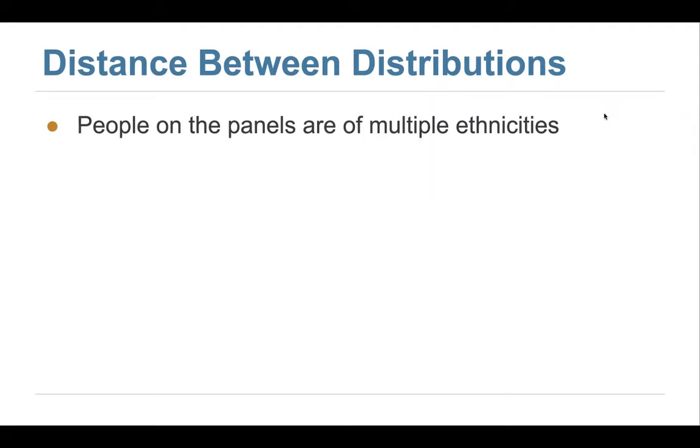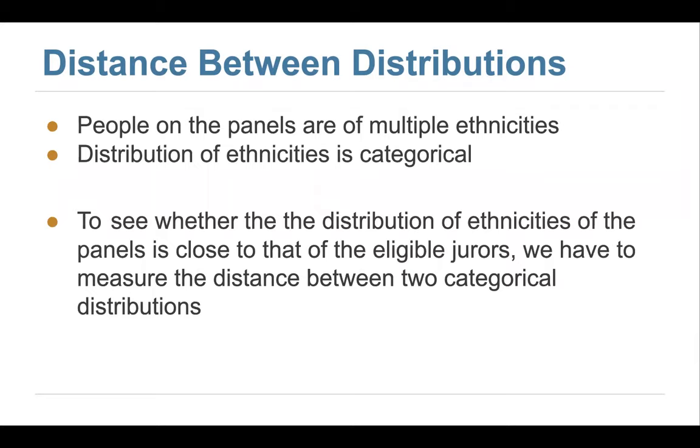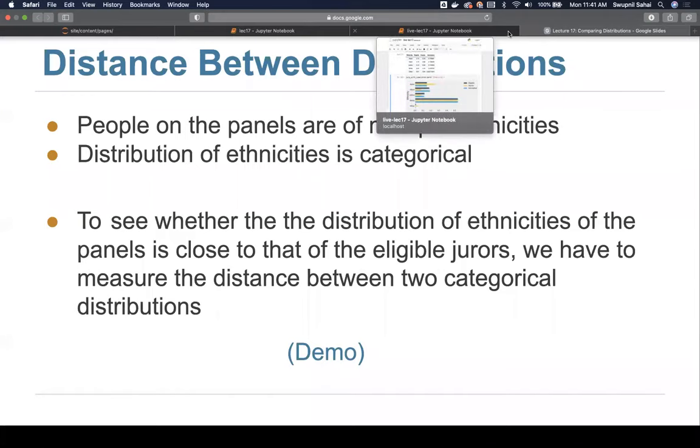So the context for this is, we have people on the panel from multiple ethnicities, and the distribution of the ethnicities is categorical. And so if we want to see whether the distribution of ethnicities in the panel is actually close to the eligible jurors, we have to measure the distance between the two distributions. So between the eligible distribution and the panel distribution. That's what we need to do, essentially. And so one way we can do that is we can try to summarize the distance between the two distributions using a single number. So let's actually try this.